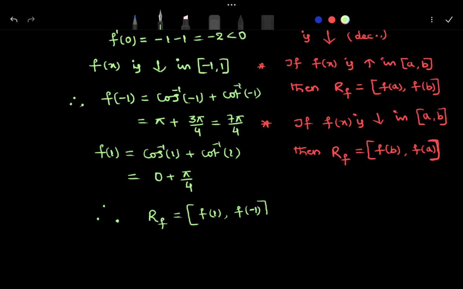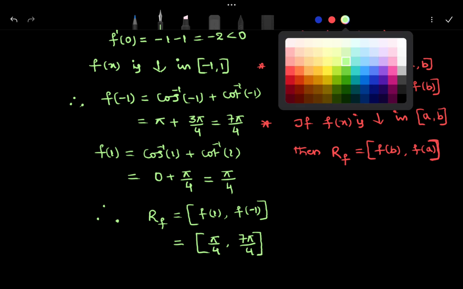So how can you write this? By using the monotonic function concept. What is the f of 1 value? That is pi by 4. So this is a closed interval pi by 4 comma 7 pi by 4. f of minus 1 value is 7 pi by 4. So here the range of the given function will be pi by 4 comma 7 pi by 4. I hope that everybody is clear on this question.